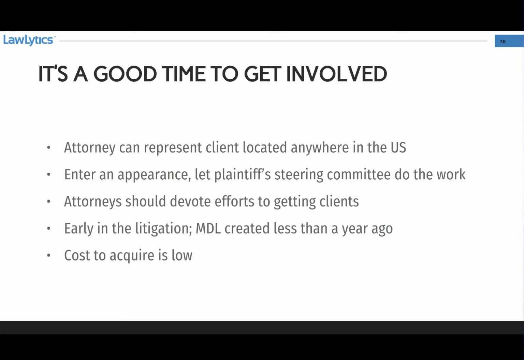And now, one nice thing about these multi-district litigation dockets is that an attorney can be anywhere in the country, and can represent a client located anywhere else in the U.S. So the procedure is basically to enter an appearance and let the plaintiff's steering committee do most of the work. So what this tells me is the place that attorneys should really focus their effort is on getting new clients. It's still very early in the litigation. The MDL was created less than a year ago, and the cost to acquire clients is right now very low.